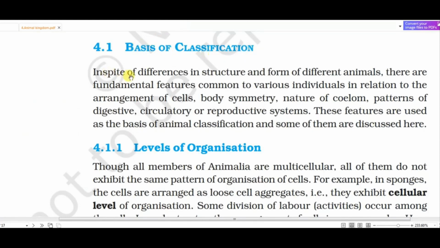Basis of classification. In spite of differences in structure and form of different animals, there are fundamental features common to various individuals in relation to the arrangement of cells, body symmetry, nature of coelom, patterns of digestive, circulatory or reproductive systems. These features are used as the basis of animal classification and some of them are discussed here.